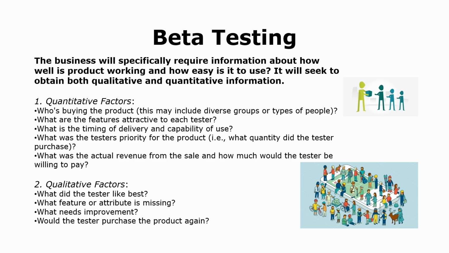Some of the quantitative factors: who is buying the product? So, this validates your customer segments, right. This may include diverse groups or types of people, and maybe the same as what you assumed as your target customer, or what you realized as your target customer beyond customer discovery. It could be even beyond that, or it could be a smaller segment within that customer segment, right.